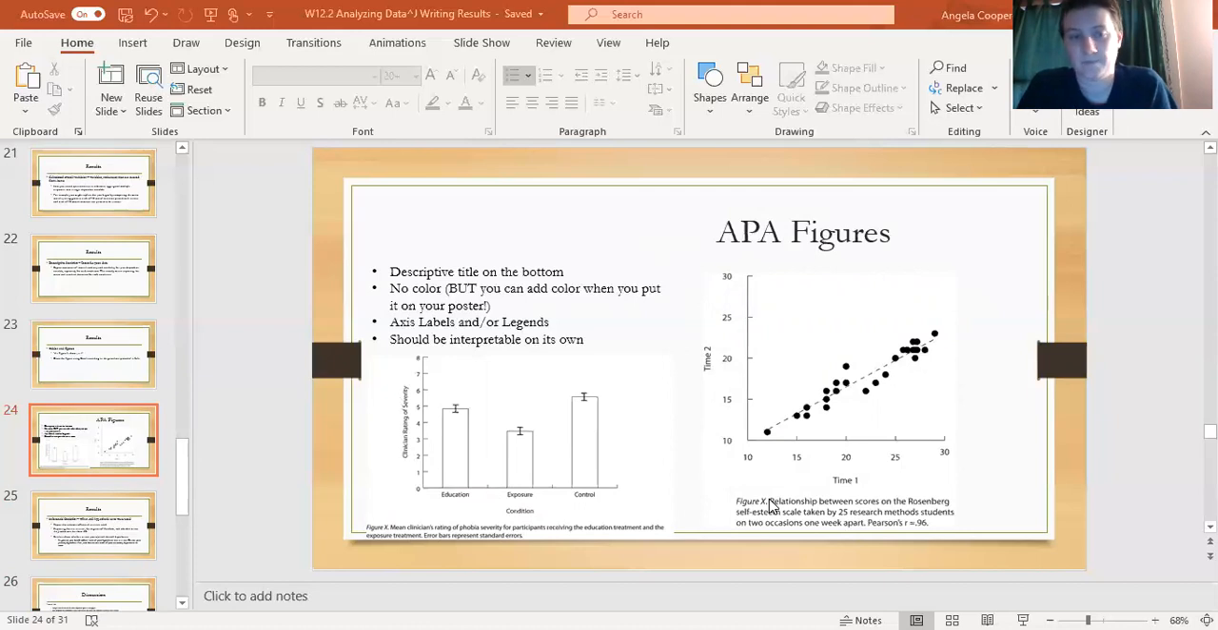But yeah, so this is how your APA figures should pretty much look. You only have the X and Y axis labeled. You don't have any of the grid lines in the middle. It's just blank space in the middle other than what your data are. So yeah, that is pretty much APA figures in a nutshell.